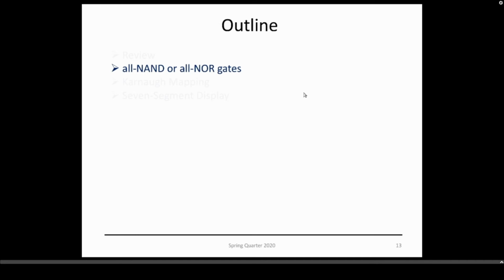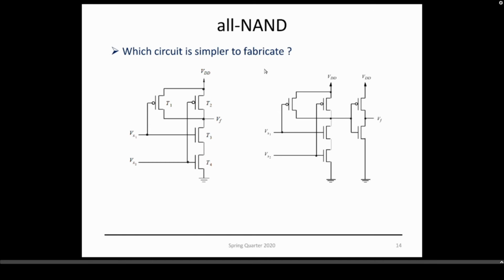Let's go over all NANDs and all NOR gates. The question to ask is, which circuit is simpler to fabricate, this one on the left or the one on the right? If I count the number of transistors, I see 1, 2, 3, 4 transistors on this side, and I have 6 transistors on the right.